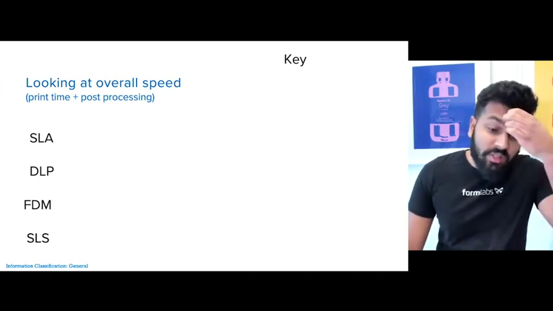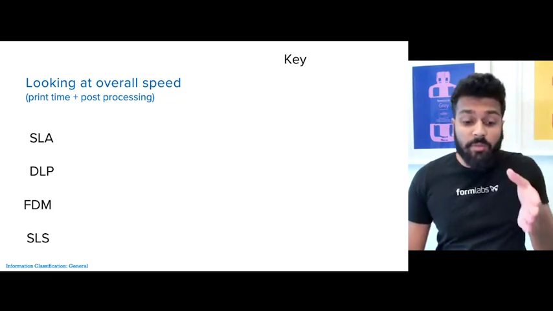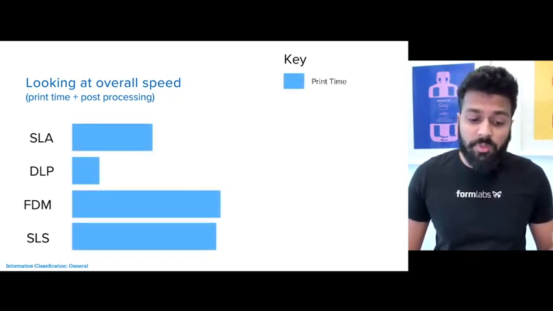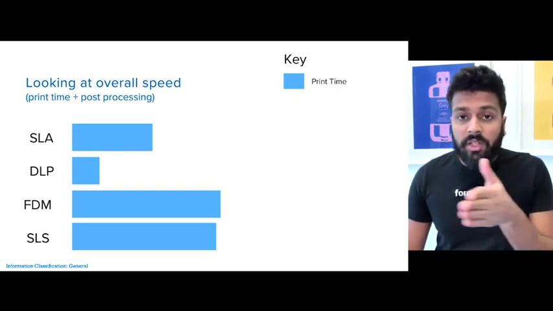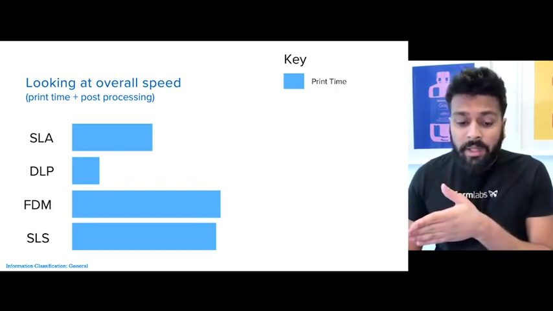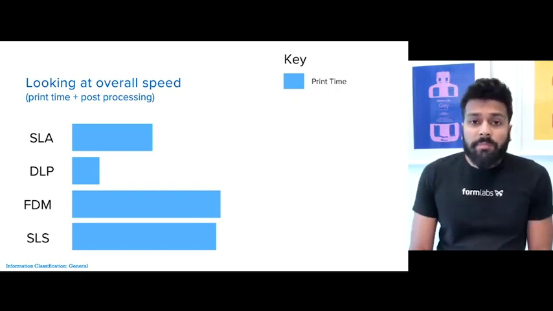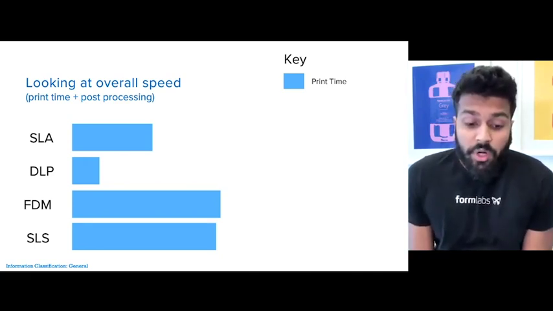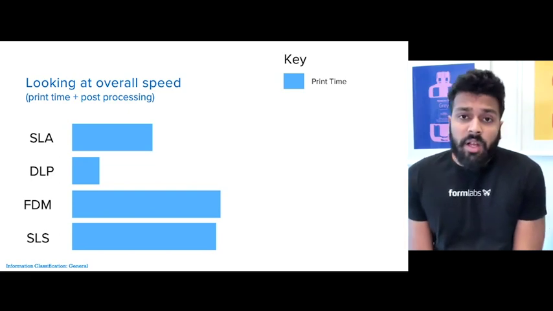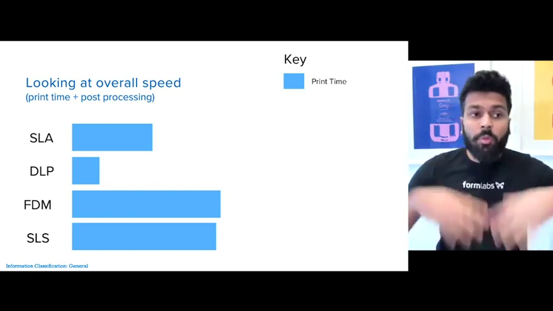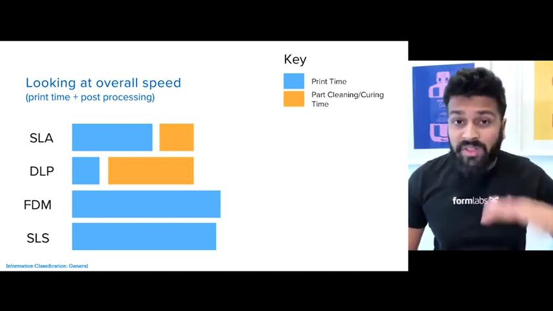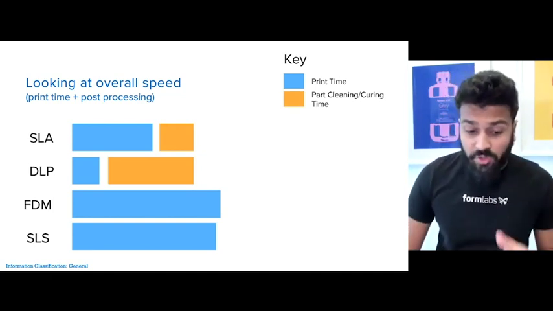So I'm going to quickly show you a graph here, and we're going to look at the overall speed. We're going to factor in the time of a print on average for an average number of SLA printers, DLP printers, etc., and then start to think about the time for post-processing. So on average, if you look at print time, DLP is the fastest. We already discussed that. Runner-up is SLA, and then FDM and SLS on some sort of normal part geometry will be around the same time. Now, remember, this is highly dependent on part geometries in general.